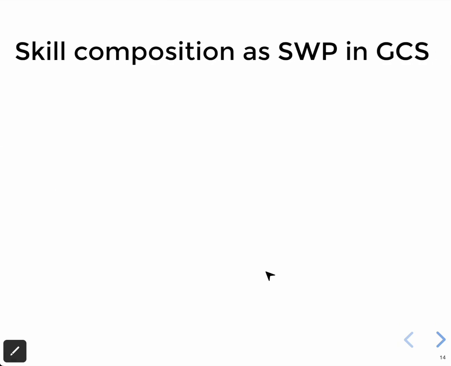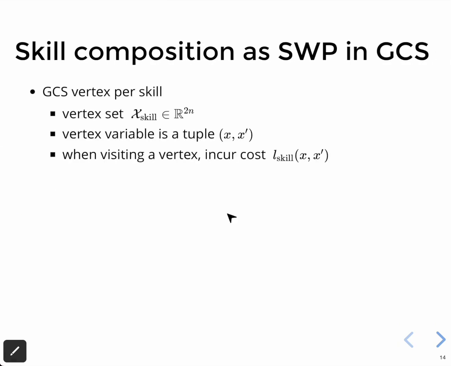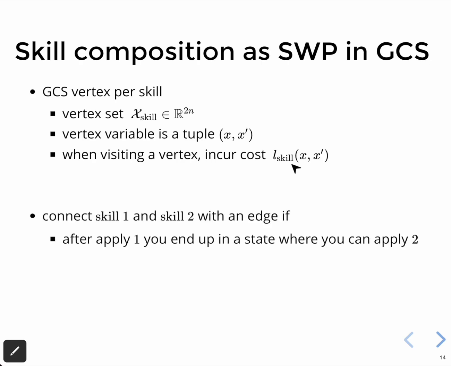So now let's construct a graph of convex sets. We'll add a GCS vertex for every skill. So the vertex set will be the set of feasible transitions, and visiting a vertex thus corresponds to executing a particular skill, and will also incur a skill cost. And then we'll connect two vertices, or two skills, with an edge if after applying skill 1 you end up in a state where you can apply skill 2. So then a walk through this graph of convex sets is equivalent to a chain of skills, and thus the shortest walk in this GCS is searching for an optimal skill chain.